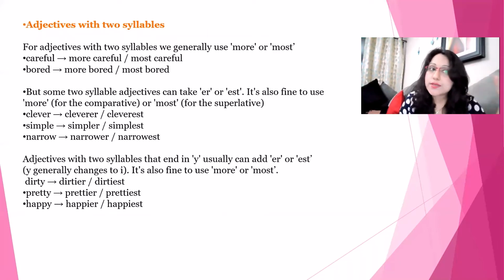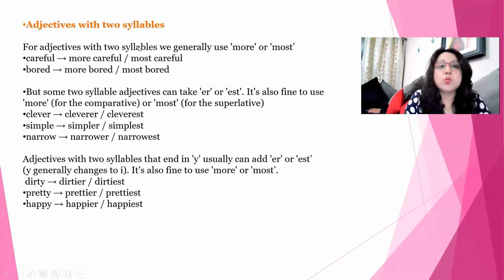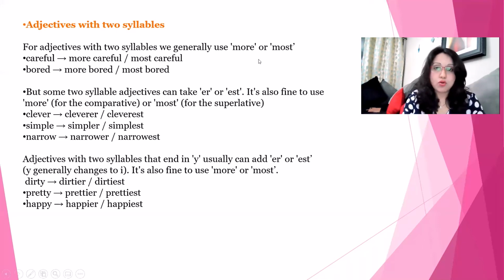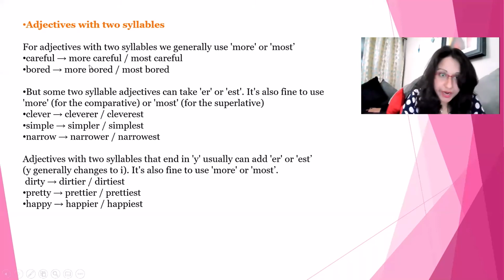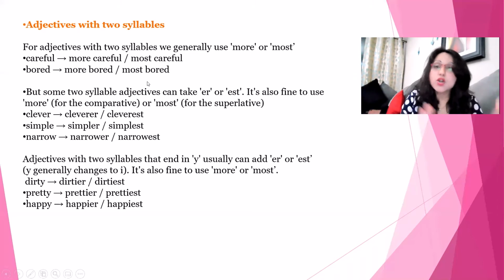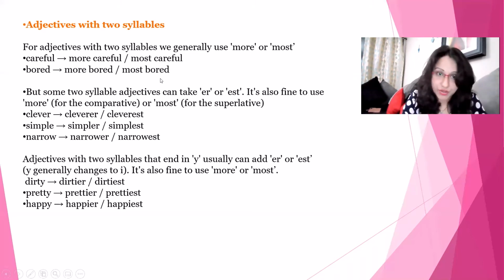Now we are talking about two syllables. Okay? So we looked at one syllable where we add ER and EST, and now we're looking at two-syllable adjectives. For adjectives with two syllables, we generally use more or the most. So careful, which has two syllables, okay? This is how I teach in my class: however many syllables you have, you clap. So careful becomes more careful and the most careful. Bored, two syllables, so more bored or most bored, okay? So this is how you make them.